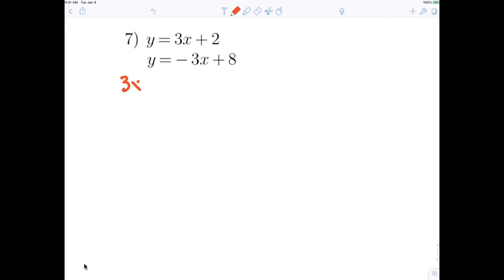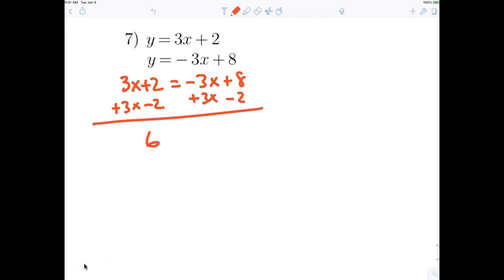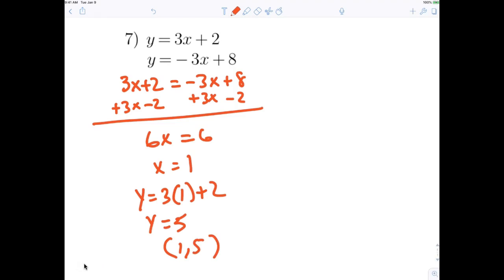3x plus 2 equals negative 3x plus 8. Add 3x. Subtract 2. 6x equals 6, so x equals what? 1. X equals 1. Now, does it matter what equation I choose? So I pick the first one. Y equals 3 times 1 plus 2. Y equals 5. Solution 1 comma 5.